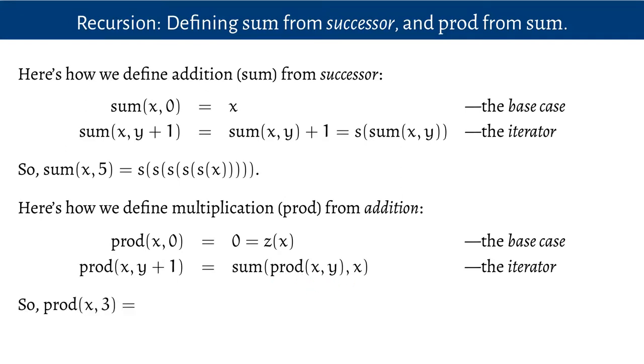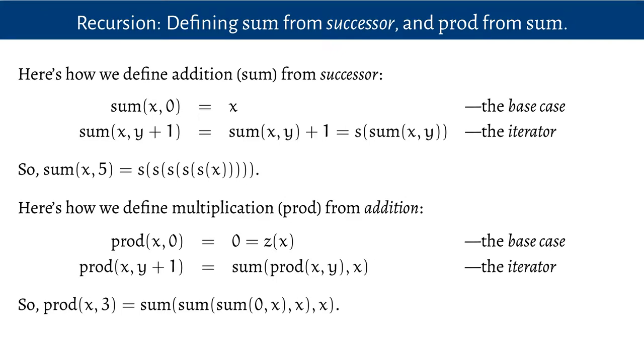So here's how this works. The product of x and 3 is just the sum of the product of x and 2 and x. But the product of x and 2, I'll do again. That's the sum of the product of x and 1 and x. And the product of x and 1 is just the product of x and 0 and x summed. And what's the product of x and 0? Well, it's just 0. So I just sum together 0 and x, and then sum x to that, and sum x to that. So this is 0 plus x plus x plus x, x plus x plus x 3 times.